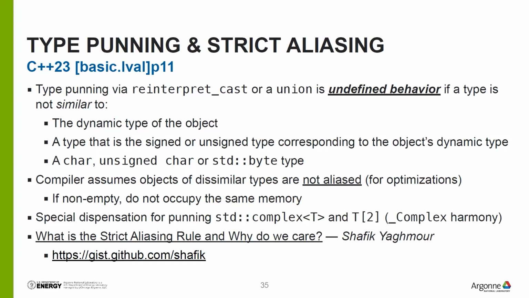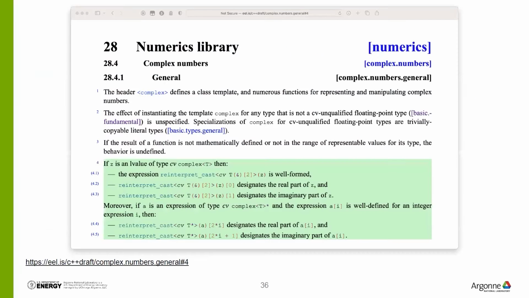There is special dispensation for standard complex and C arrays. And there's a good article on it: What is the strict aliasing rule and why do we care? It's a little more C focused, but it's still really good information. So if you dig through the C++ standard, here's the special dispensation paragraph that lets you do type punning between basically C's complex, or actually any array of 2 elements, and standard complex, right? So this is the only time it's guaranteed to work. Everything else is undefined behavior.